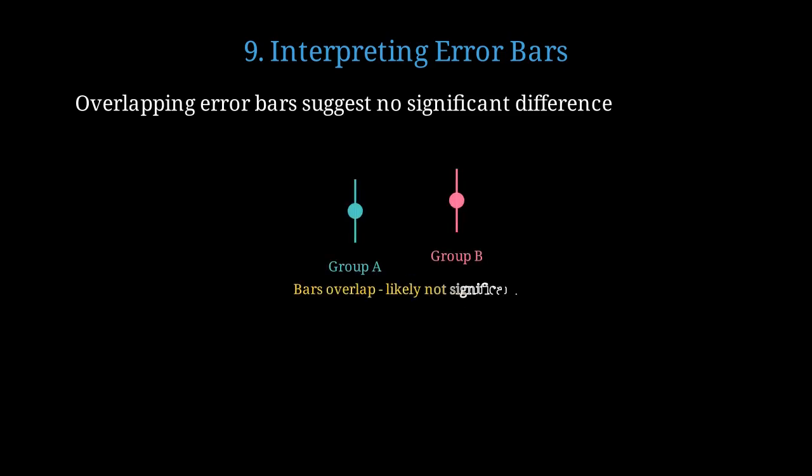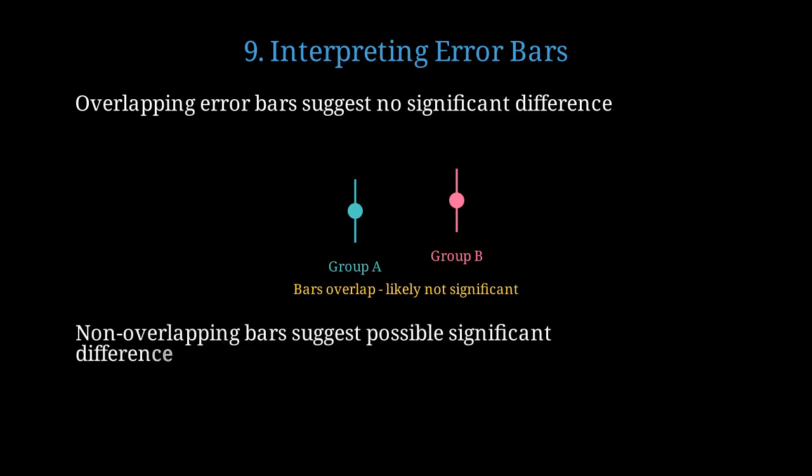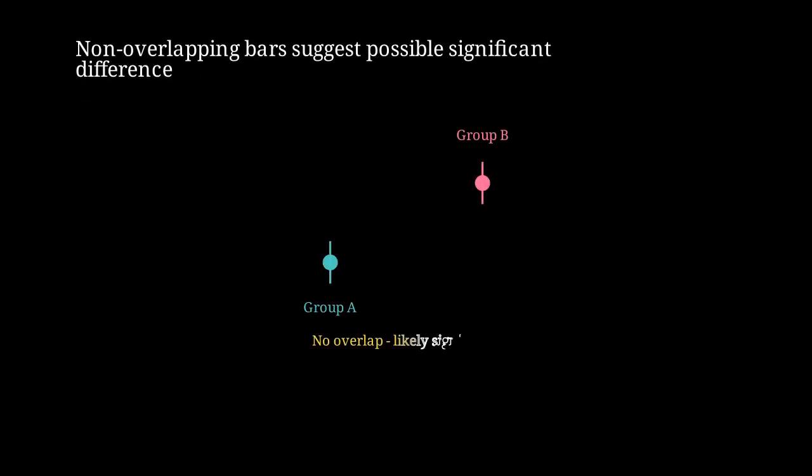Here we see two groups with overlapping error bars. This overlap suggests the difference between groups is likely not statistically significant. When error bars don't overlap, this suggests there might be a significant difference, though statistical tests are needed to confirm. In this case, the error bars don't overlap at all, suggesting a likely significant difference between the groups.